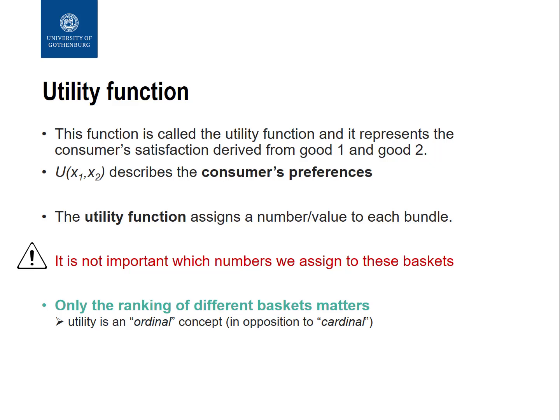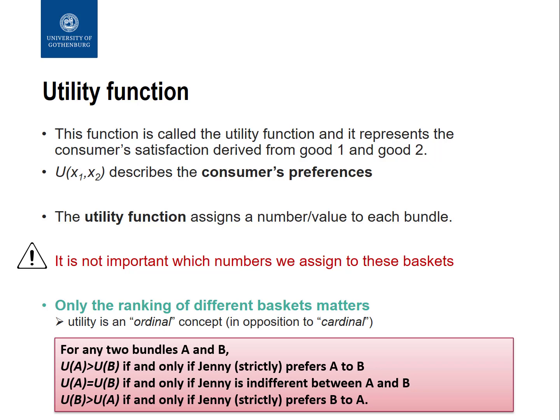Thus, regarding the link between preferences and the utility function, we can say that for any two bundles A and B, the utility derived from basket A is greater than the utility derived from B if and only if Jenny strictly prefers A to B. The utility from basket A is equal to the utility derived from B if and only if Jenny is indifferent between A and B. And finally, the utility from basket B is greater than the utility from A if and only if Jenny strictly prefers B to A.